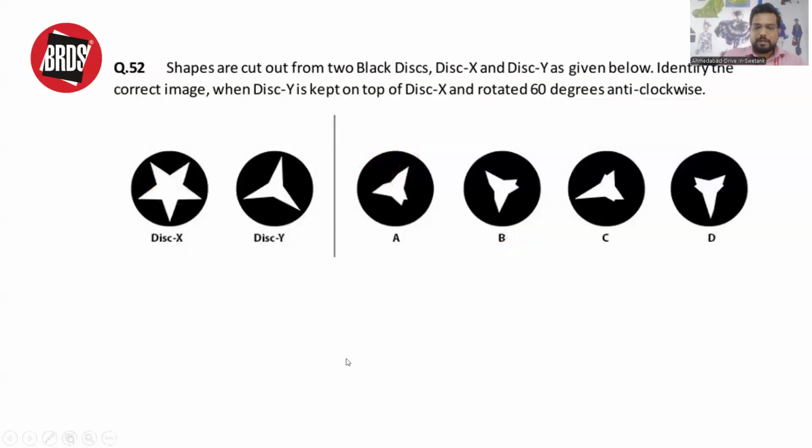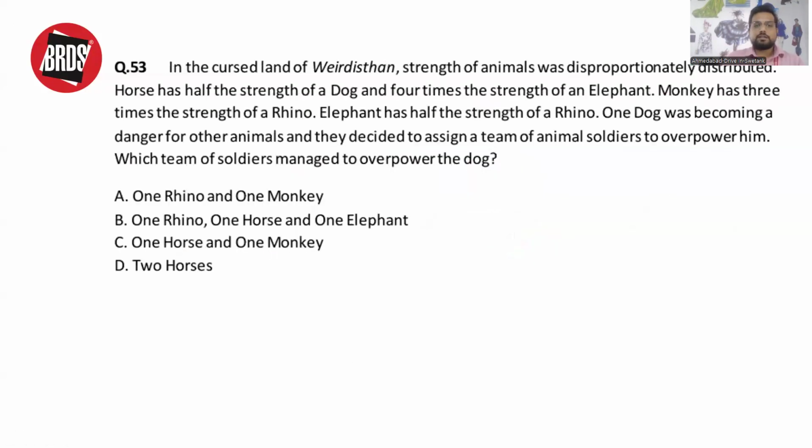Okay. Moving ahead to the very next question: in the cursed land of Weirdistan, strength of animals was disproportionately distributed. A horse has half the strength of a dog. So what exactly you need to do in this question is again similar to that one question we did of the point, pixel, inch. Just first of all create a form of this one. Like they have said, horse has half the strength of a dog, so horse has half the strength of a dog and four times the strength of an elephant.